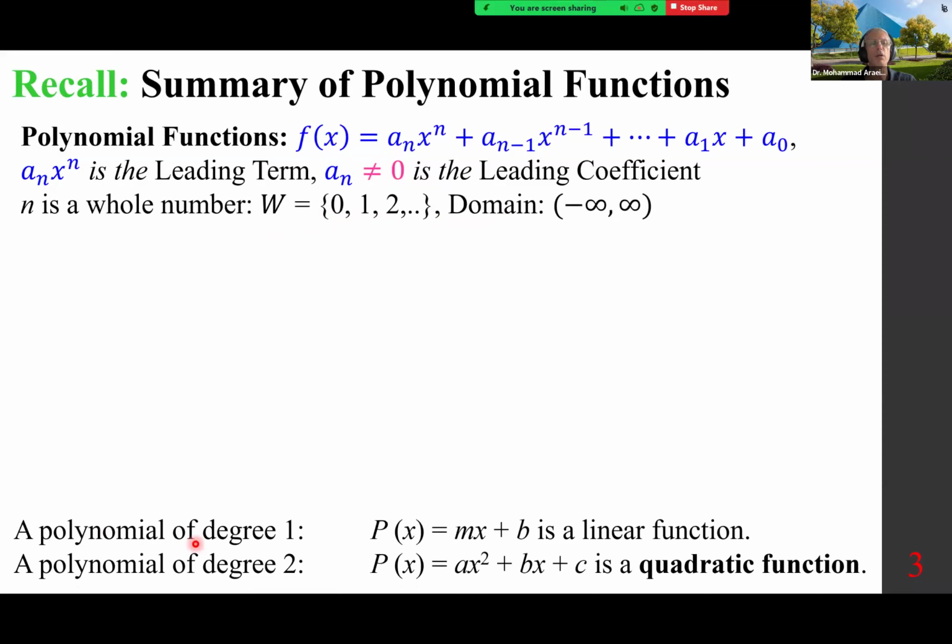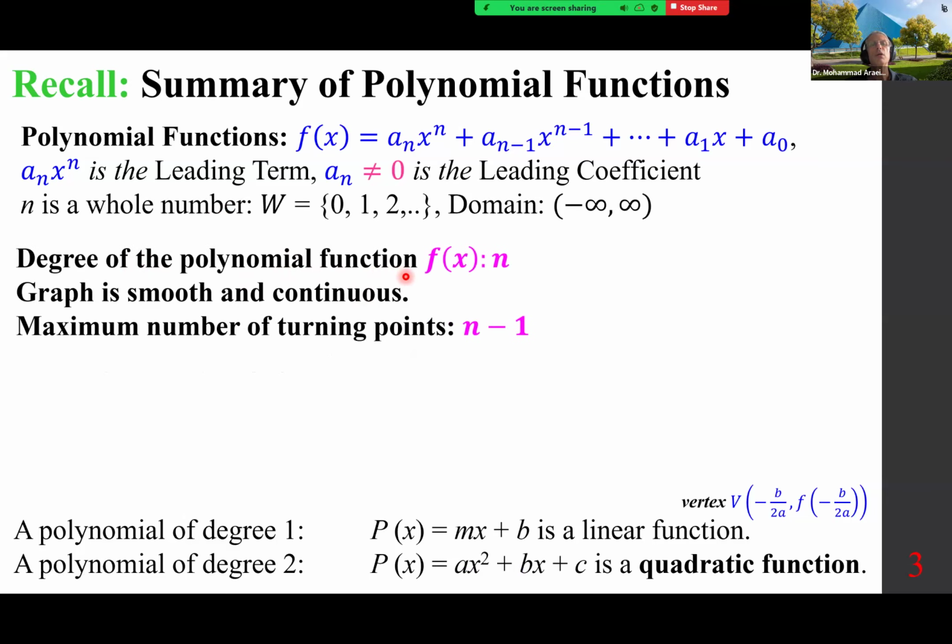For example, a polynomial of degree 1, you're all familiar with: y or p of x equals mx plus b is a linear function. A polynomial of degree 2, y or p of x equals ax squared plus bx plus c, is a quadratic function, and the vertex is located at x equals minus b over 2a, and then you plug it in. F of minus b over 2a gives you the y coordinate of that function.